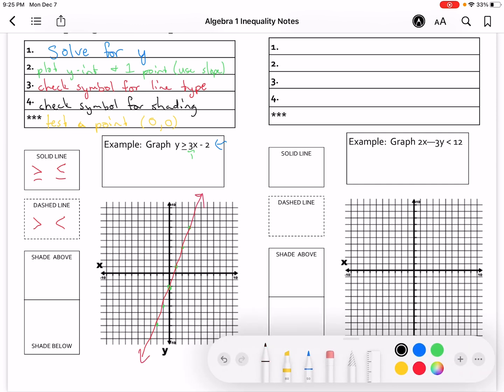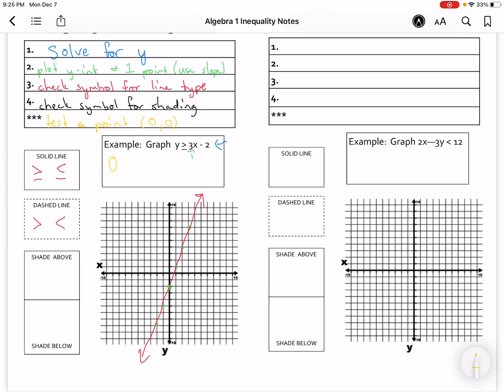All right, my next step says check symbol for shading. In this case, it says y is greater than or equal to 3x minus 2. So I'm pretty sure that I'm going to shade on the greater side. But to check that, I'm going to test a point, 0, 0. So what I'm going to do is replace both x and y with 0, 0 because I think that I'm going to shade on this top side, or the side where 0, 0 is.